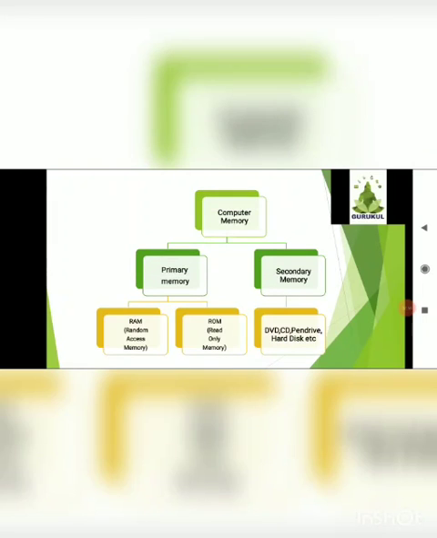Next, the types of computer memory. The computer memory is of two types. The first one is primary memory and the second one is secondary memory. What do you mean by primary memory? Primary memory is the main memory of a computer system where data and instructions are placed temporarily.